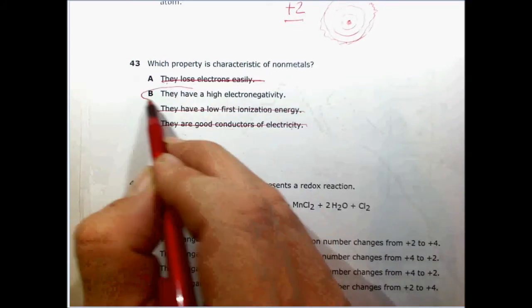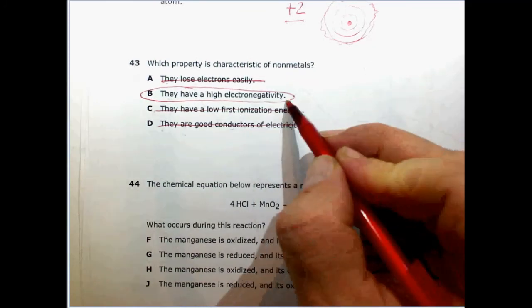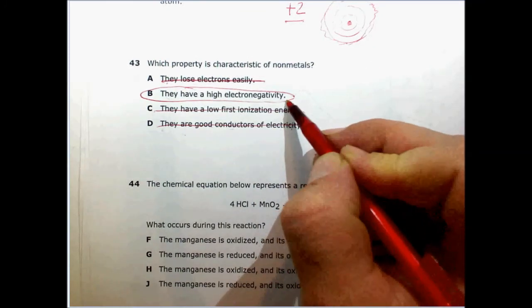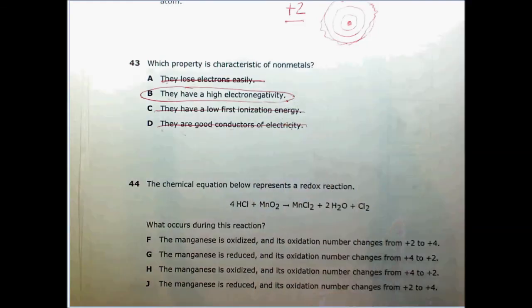High electronegativity. That is true. Nonmetals have a high electronegativity. They like to grab onto electrons and hold them. That's why most of them, or all of them in ionic compounds, have negative charges.